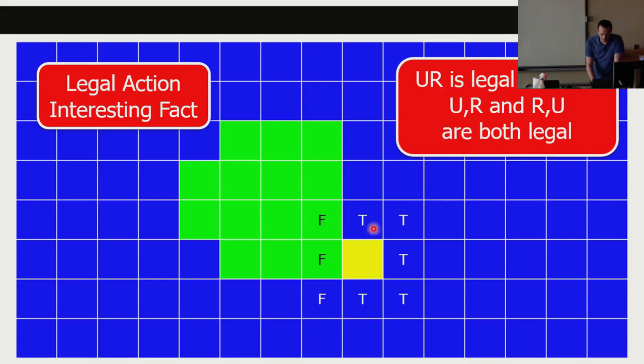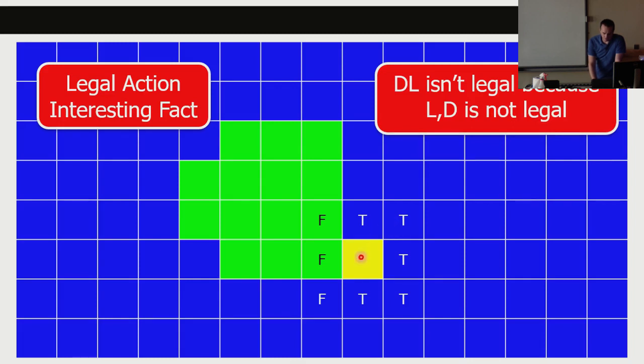So this means that upright is legal because upright and right up are both legal. So you can use that to help you. And down left is not legal, down here, because left then down is not legal.